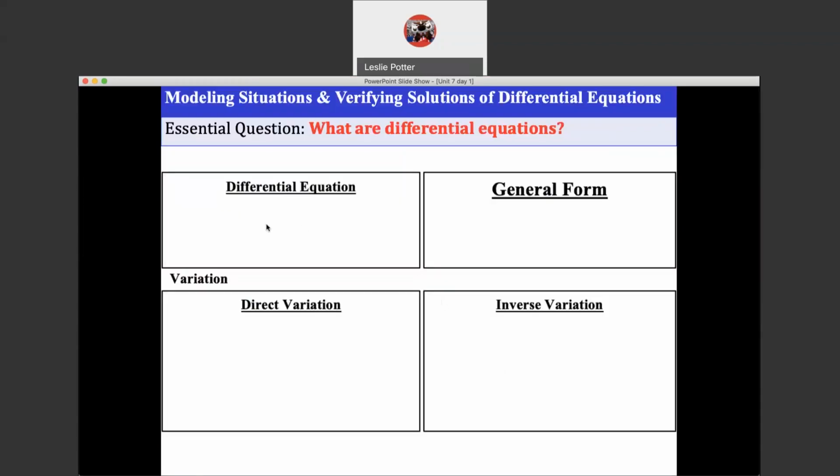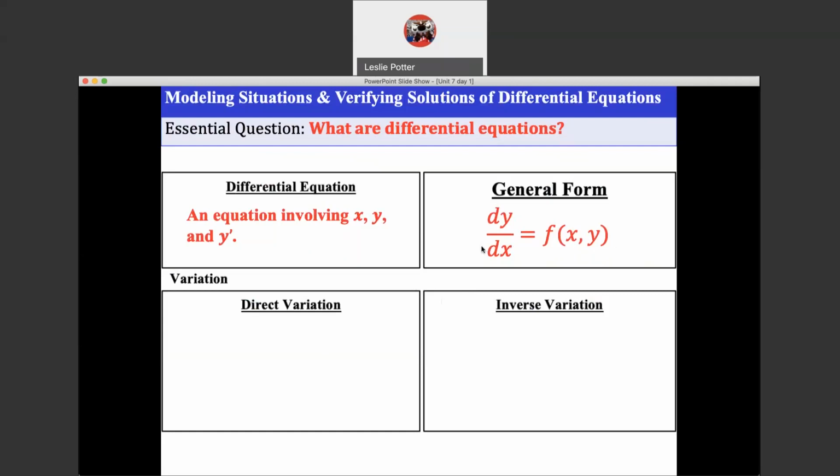What we're going to focus on is modeling situations and verifying solutions of differential equations. So a differential equation, quite simply, is an equation that involves x, y, and y prime. Or maybe a little more generally, it involves an independent variable, a dependent variable, and a derivative of that dependent variable. The general form is dy/dx equals some sort of function in terms of x and y. So quite literally, a differential equation is a derivative.